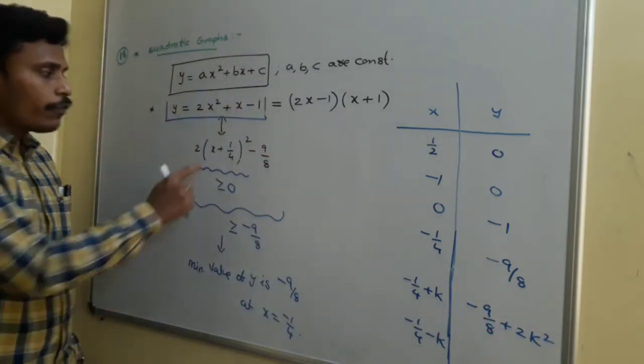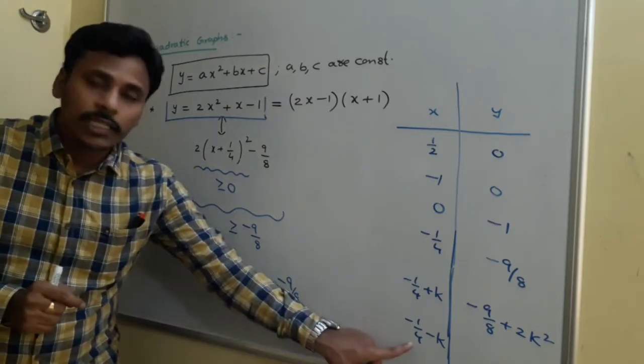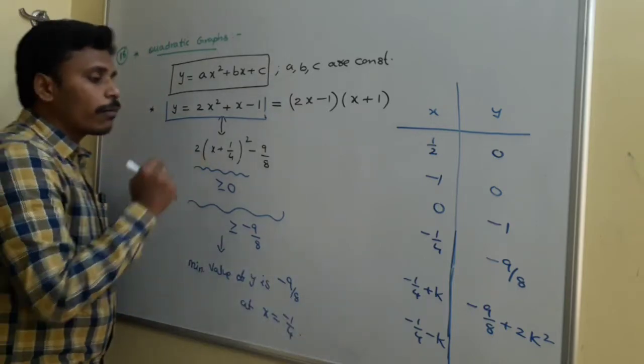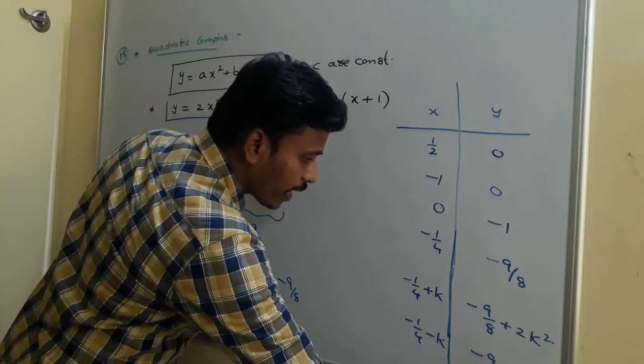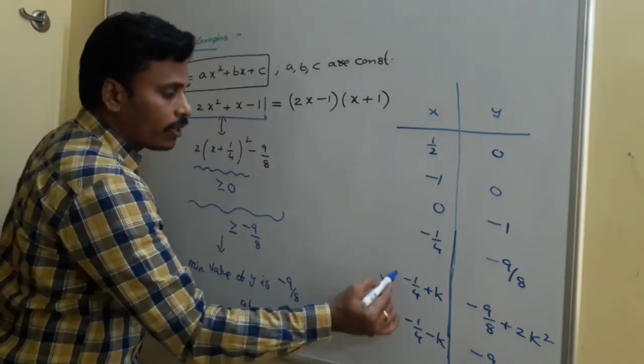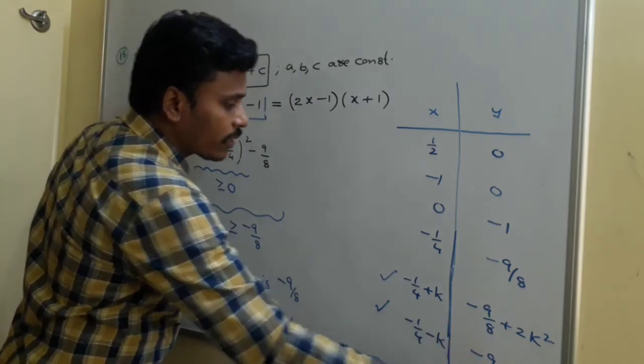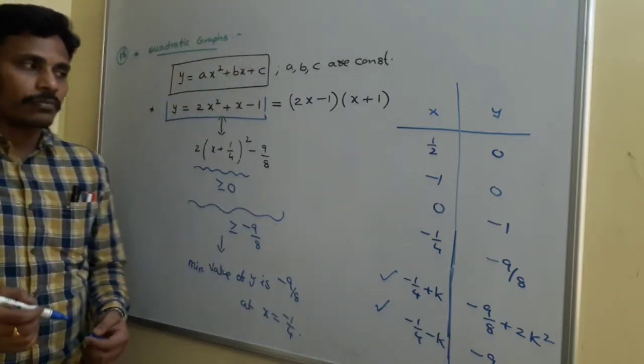In a similar manner, if you replace x with minus 1 by 4 minus k, again minus 1 by 4 and plus 1 by 4 get cancelled. You are left with minus 9 by 8 plus 2k square. Have a look at this. For these two values, the result is the same. The y is the same.